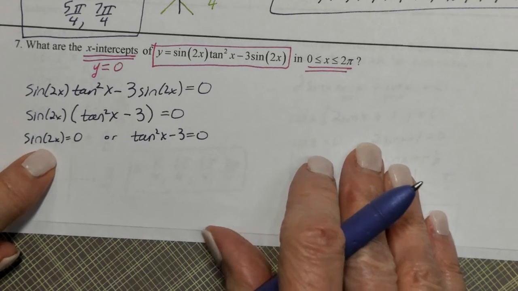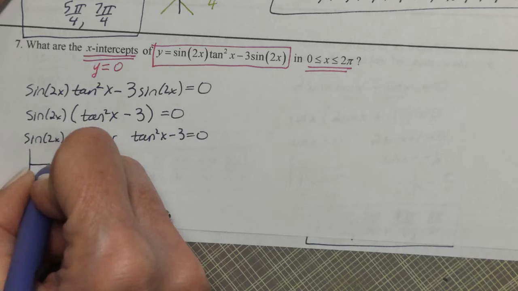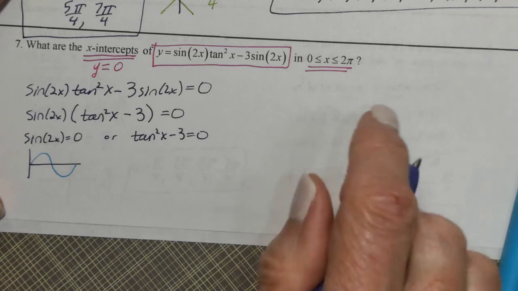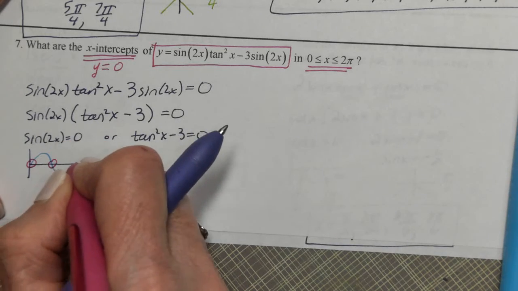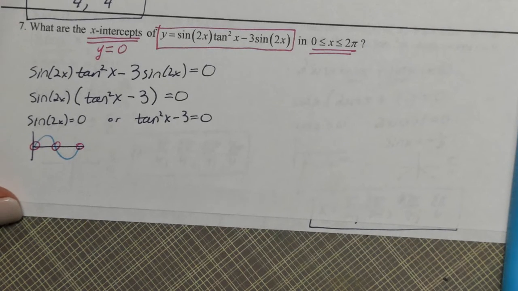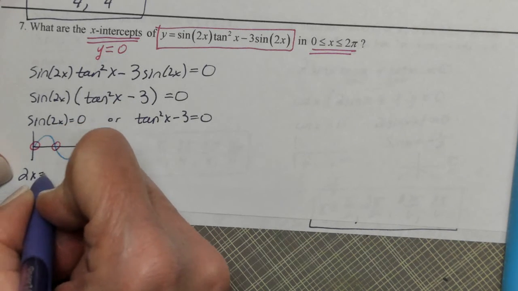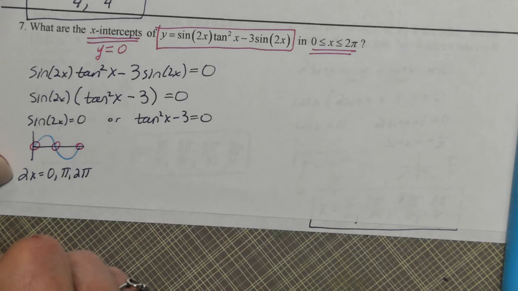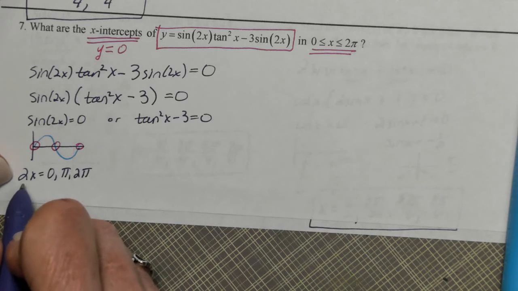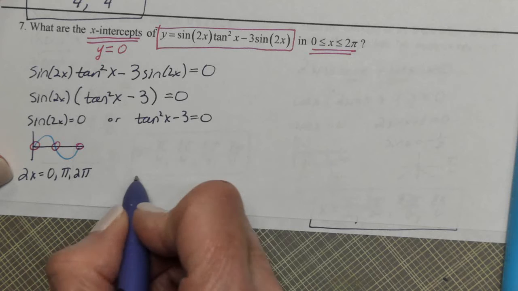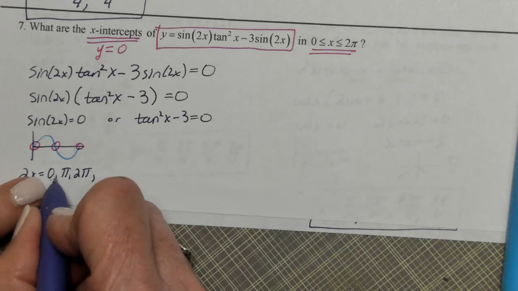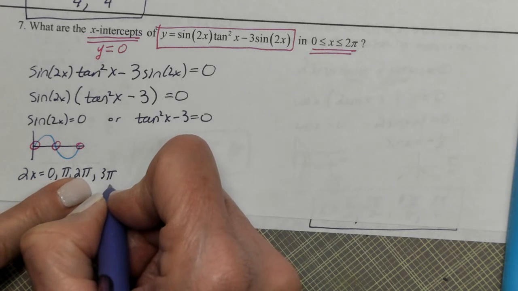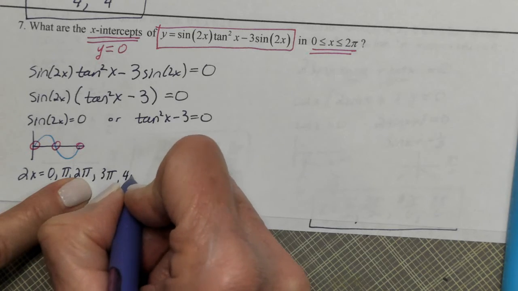Well, sine of 2x is 0. I'm thinking of the graph of sine. The graph of sine is 0 at 0, pi, and 2 pi. So I'm going to have here 2x is 0, pi, and 2 pi, right? Since it's a 2x, I'm going to add 2 pi to these. So 0 plus 2 pi is already there. It's the 2 pi. pi plus 2 pi is 3 pi. 2 pi plus 2 pi is 4 pi.